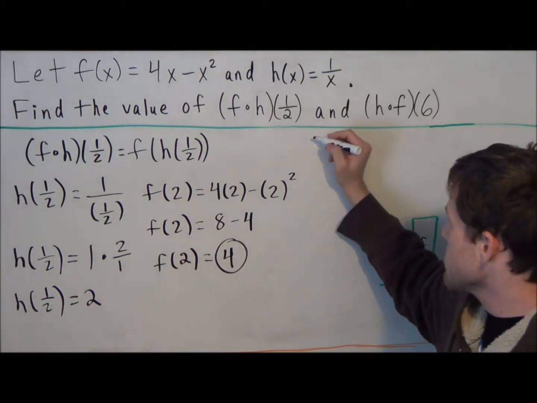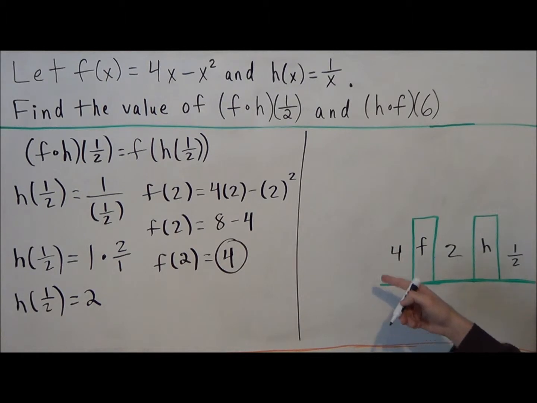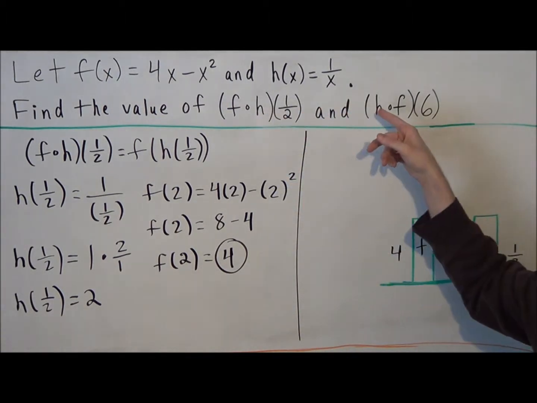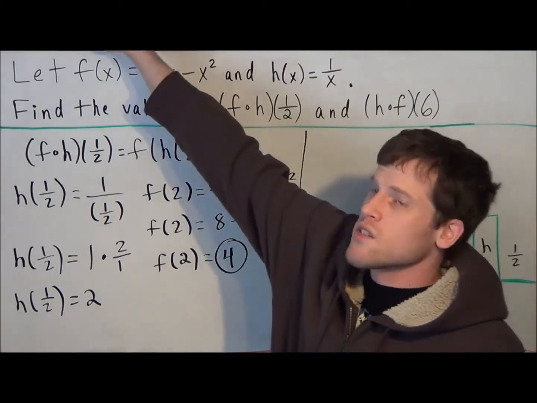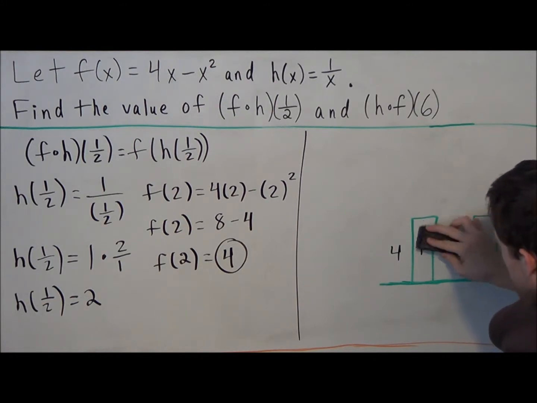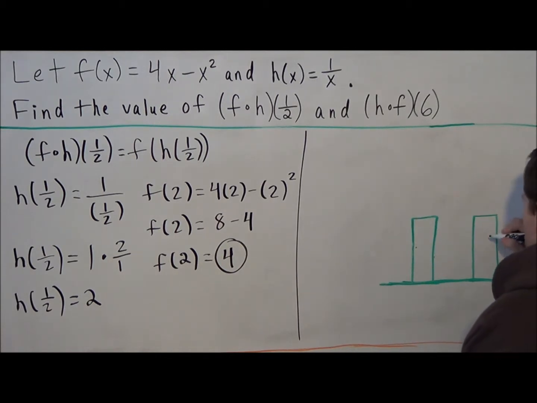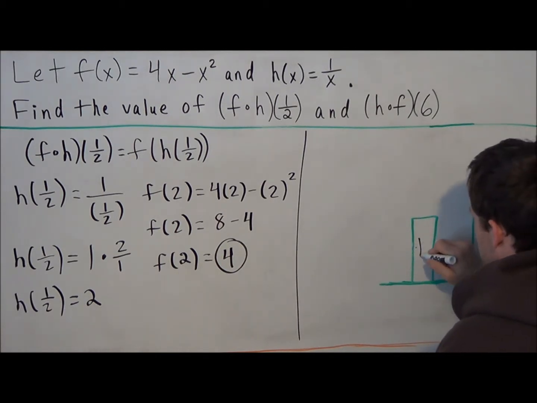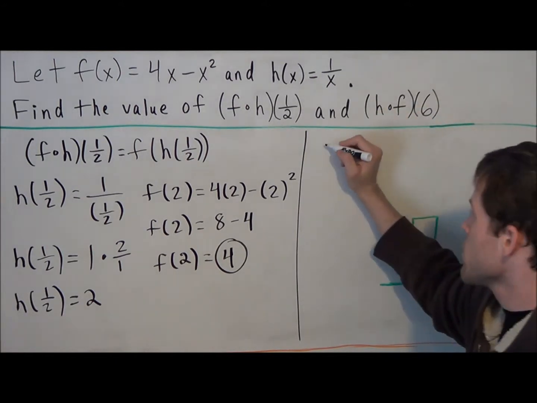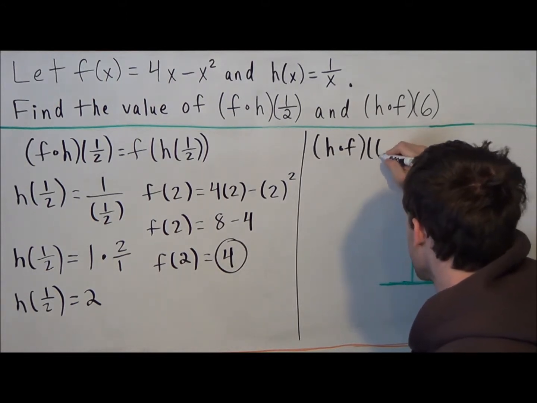But now for the second example, things are going to change. Instead of f of h, now we're doing h of f, which tells us, if we use this machine analogy, that we're going to rewrite or relabel these machines. We're going to do f first and then h. Okay, 6 is going to go to f, and then that result is going to go to h. So we rewrite this h of f of 6.